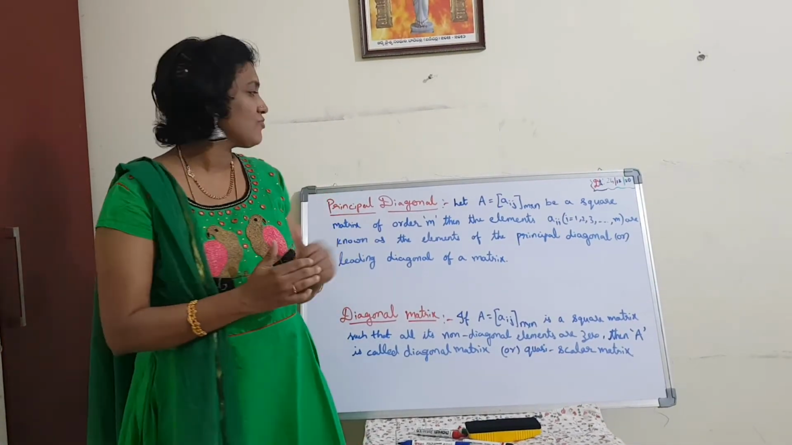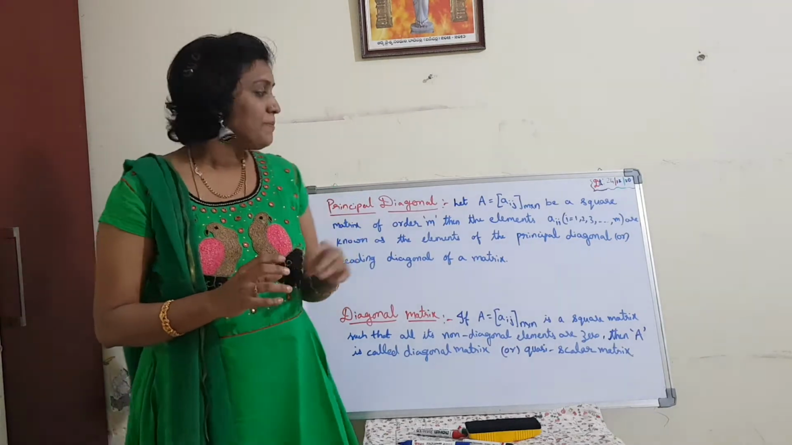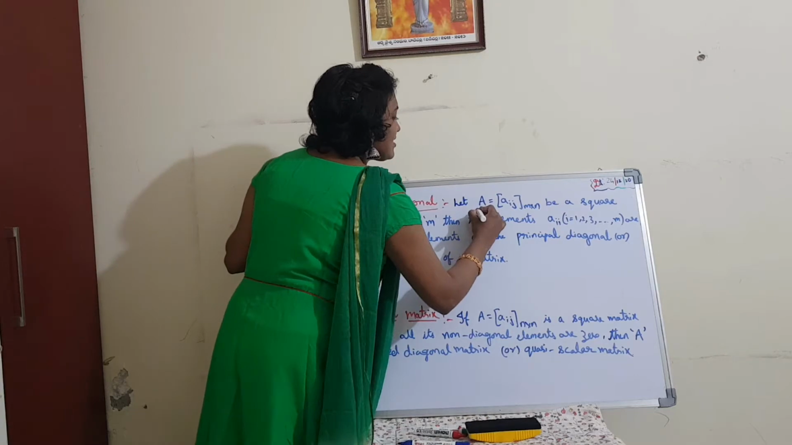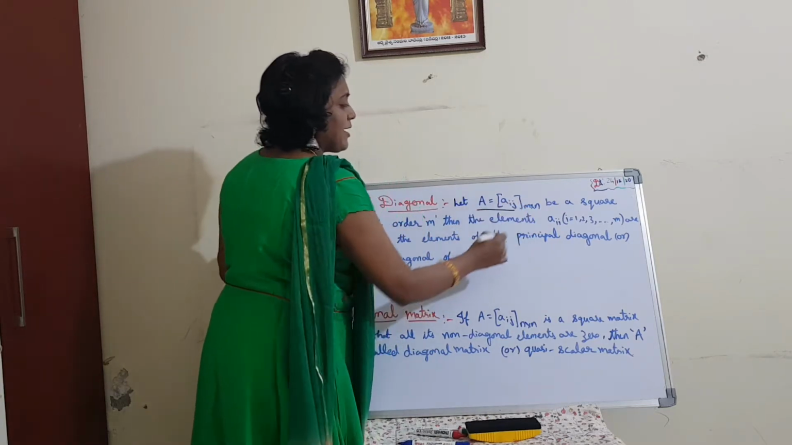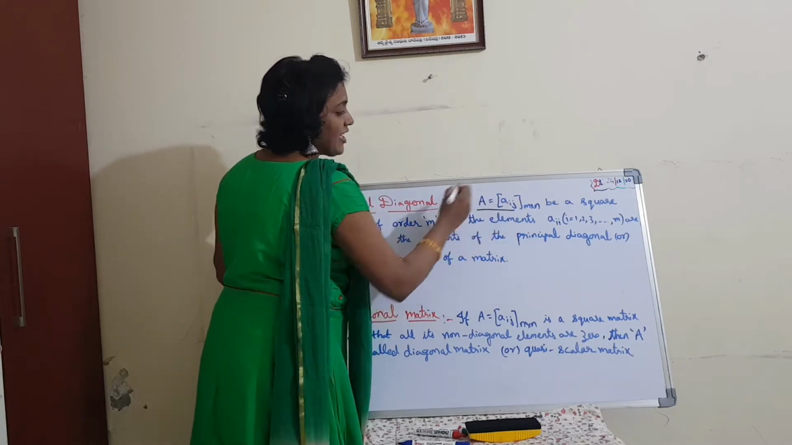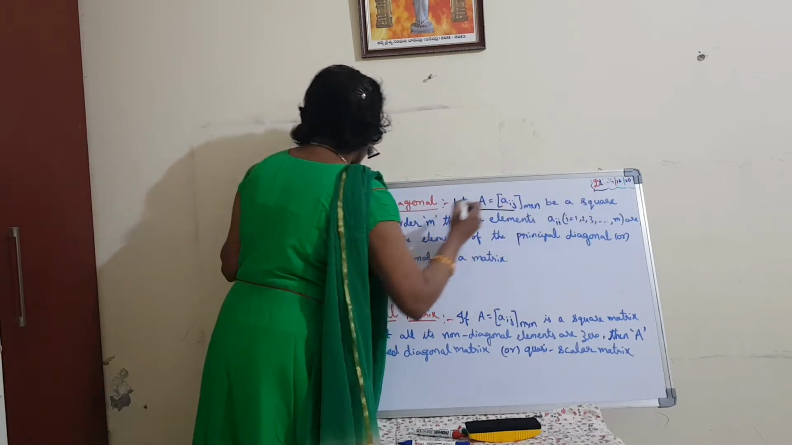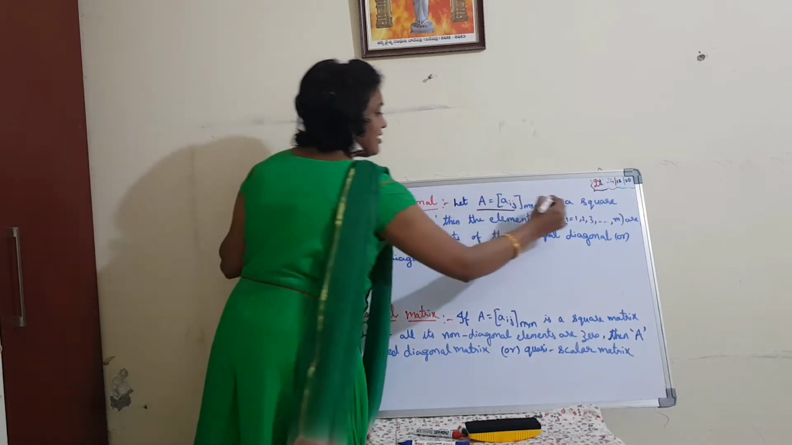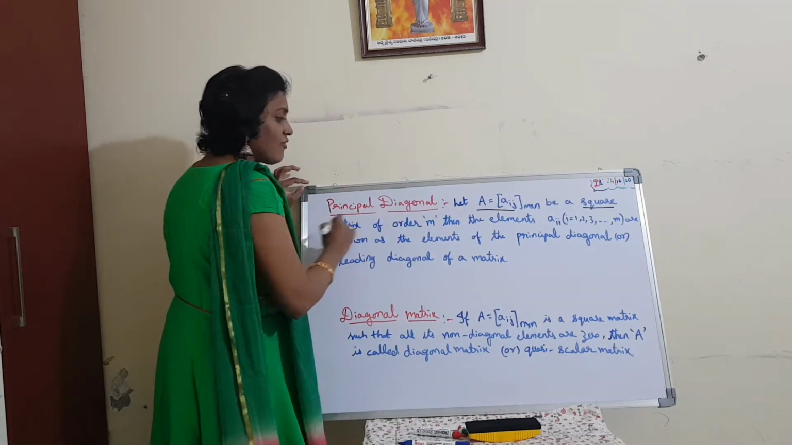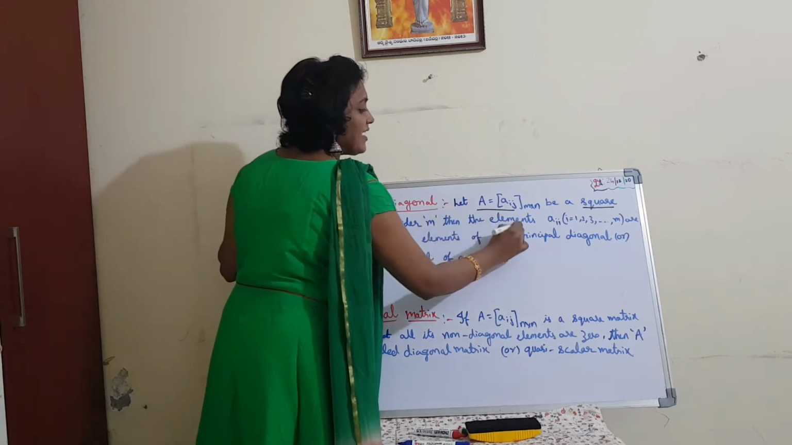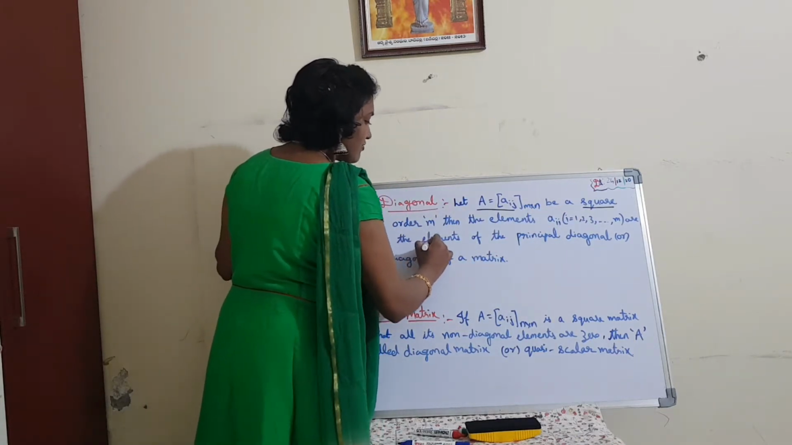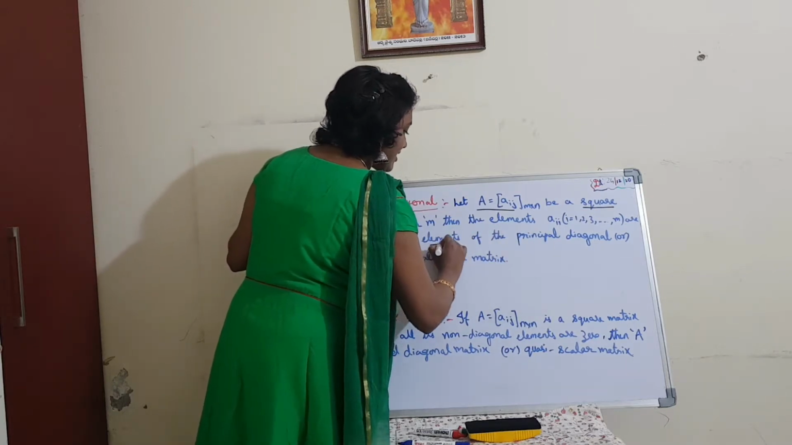Today my topic is what is principal diagonal. Principal diagonal means: let A = [aij] of order m by n. The matrix must be a square matrix of order m. Then the elements aii are known as the elements of the principal diagonal.